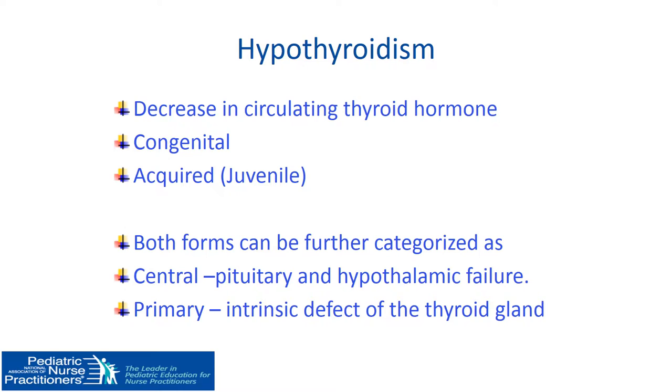Hypothyroidism. So hypothyroidism is a decrease in circulating thyroid hormone. It could be congenital, where you're born with it, or it could be acquired or juvenile. Both of the forms can be characterized as central, meaning there's an issue in the brain or the pituitary and hypothalamus, or primary, that there's an intrinsic defect in the thyroid gland itself.